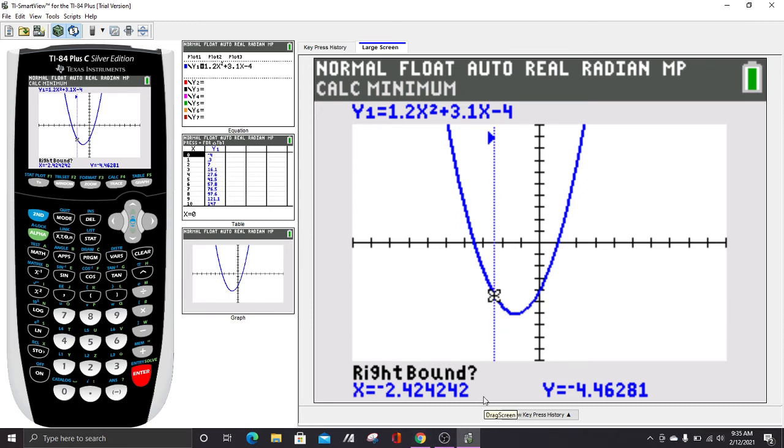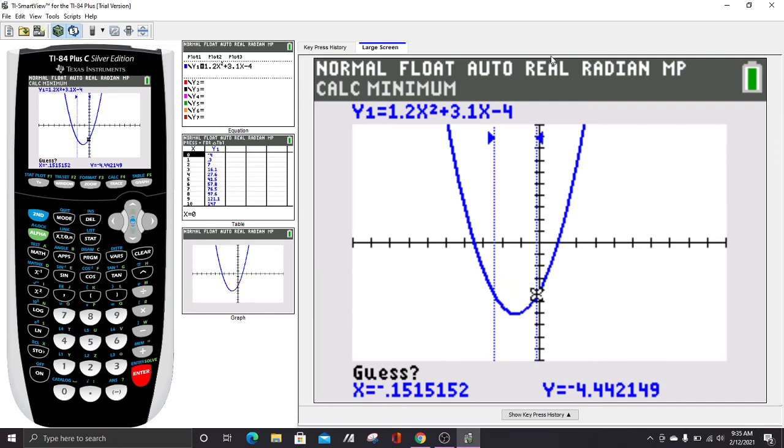Now, the calculator prompts you what to do next. It says I need a right, it's asking for your right bound. So I'm going to move my cursor till I feel comfortable that I'm actually to the right of the vertex. And then I hit enter. I should check and see, is the vertex falling between my boundaries? If it's not, you need to start all over again. You need to start back at second trace and do it again, because you're going to get an error.